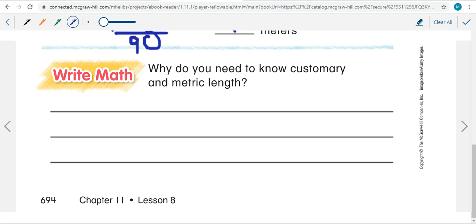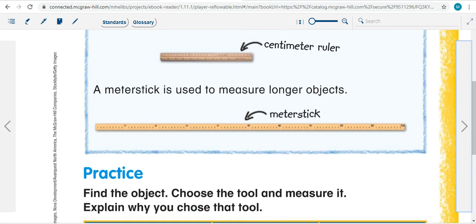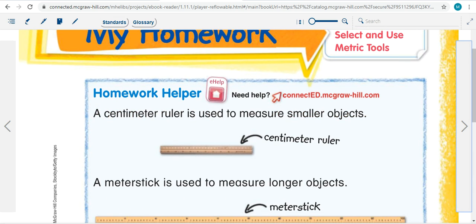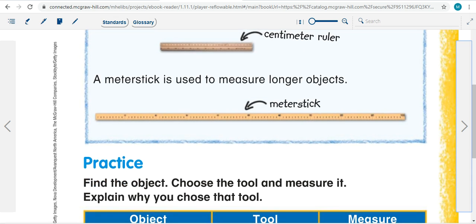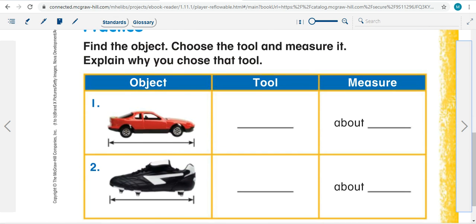Okay, so now turn your page. Now my homework. Remember, this is a centimeter ruler and it's used to measure smaller objects, and a meter stick is used to measure longer objects. So we are going to do the same as we did in the last pages. You are going to look at the object.